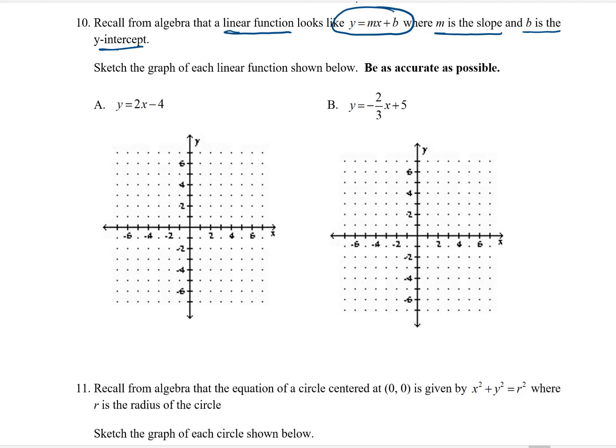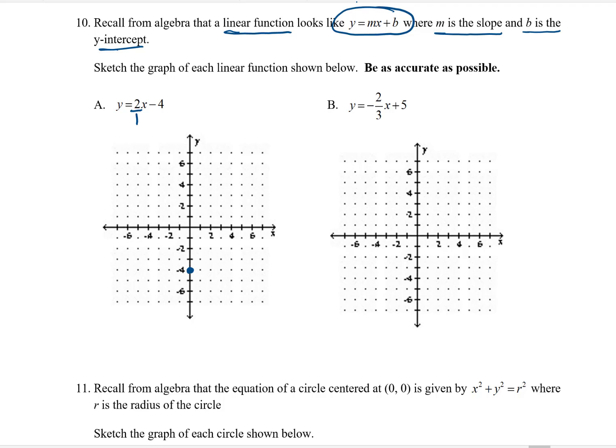So take a look at letter A, y equals 2x minus 4. That minus 4 at the end is the y-intercept. That's the spot where the graph crosses the y-axis. It's easy to see that if you plug in 0 for x, you're going to get negative 4. And then the 2, that m number, is the slope. It's always good to think of it as a fraction, so I'll put a 1 under there. This tells me the rise over run information.